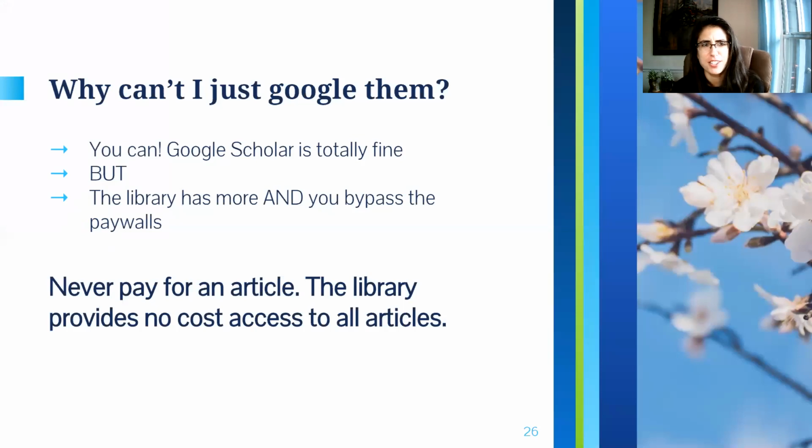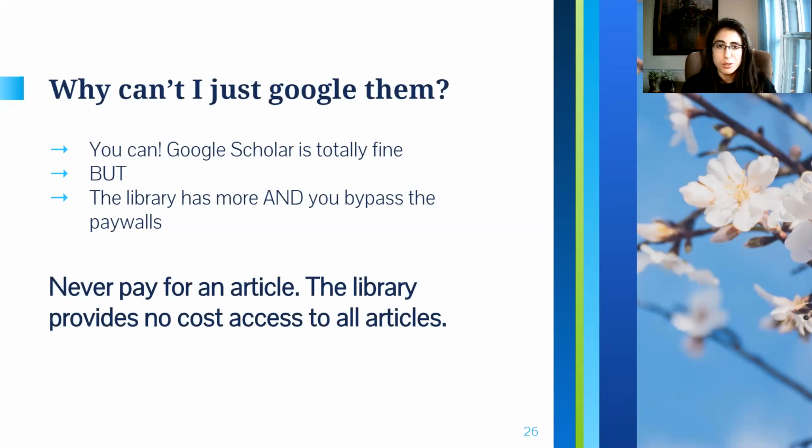But before we get started with searching, why can't I just Google them? Google is so much easier. So you can, actually, you really can. You can look for articles through Google Scholar. That is totally fine. But remember when I talked about how expensive they are, you might find on Google Scholar that it does not know that you are a UNC Charlotte student, and it's going to ask you to pay for articles. And that's why using the middle library search box that I showed you earlier, and I'm going to show you again, is allowing you to bypass those paywalls.